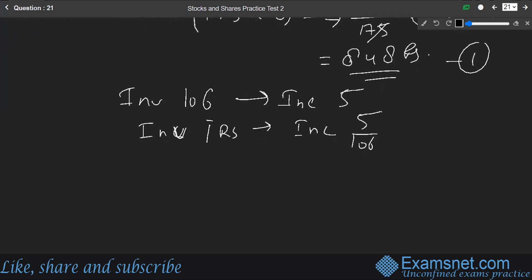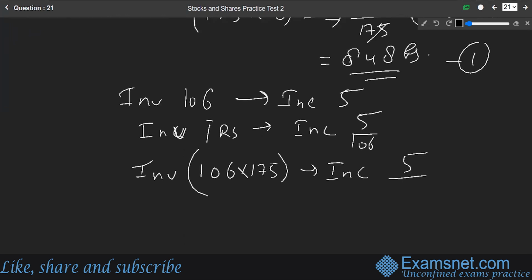How much is the total investment? Total investment is the product of both the things. So the investment becomes 106 into 175, that is our total investment. The income received from this scheme will be simply the product 5 by 106 into 106 into 175. That will be the total income received. We can cut these numbers. 175 into 5 we have to perform. That value is equal to rupees 875.